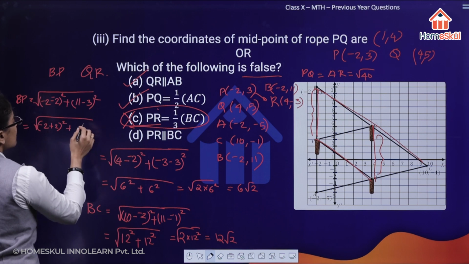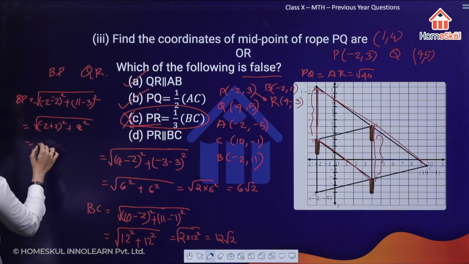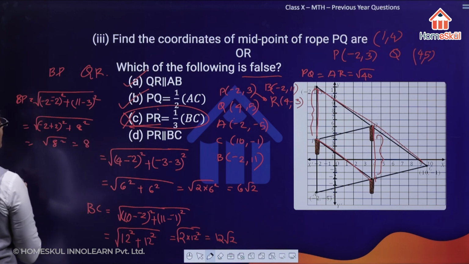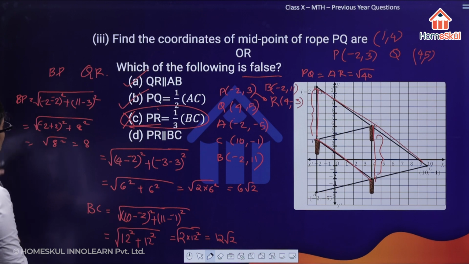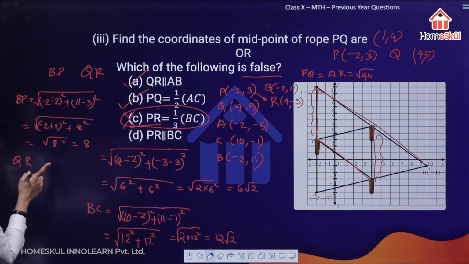11 minus 3 is 8, the whole square. So this is root of 8 square, which will be 8 units. Okay. What about QR, now we need to check QR, right? The coordinates of Q are 4, minus 5 and R are 4, minus 3.